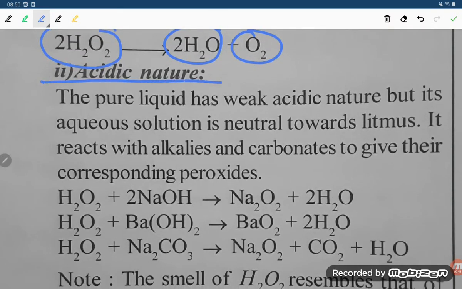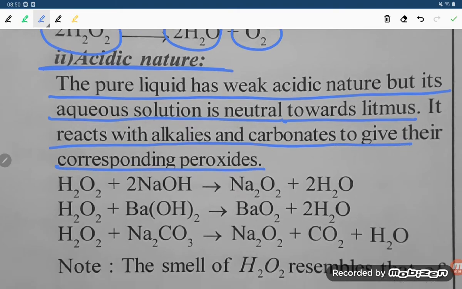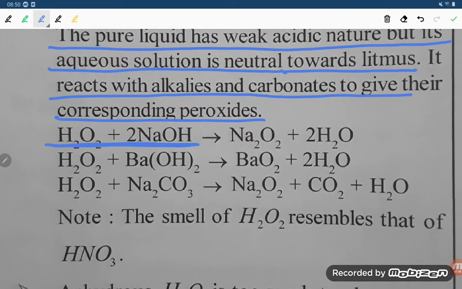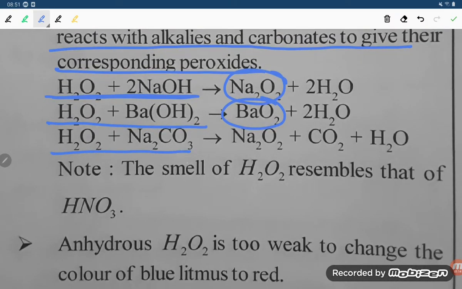Now the next point is its acidic nature. The pure liquid has weak acidic nature, but its aqueous solution is neutral towards litmus. It reacts with alkalis and carbonates to give the corresponding peroxide. For example, it reacts with sodium hydroxide to give sodium peroxide, with barium hydroxide to give barium peroxide, and with sodium carbonate to give sodium peroxide. So if it reacts with alkalis or carbonates, it gives the respective peroxide.